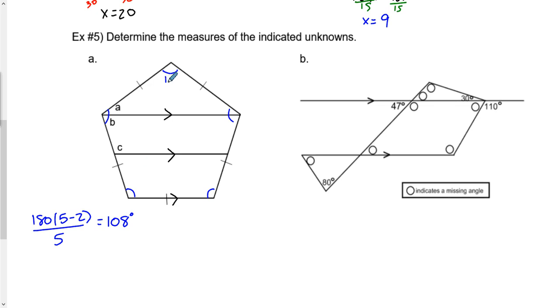And then we can go from there. So that means that that angle is 108. That angle is 108. That angle is 108. That is 108. And that entire angle right there is 108. Well, we can't just say that A and B is 108. We want to find out each individual. So let's work on it. If I'm going to solve for A first, well, I can solve for A first.